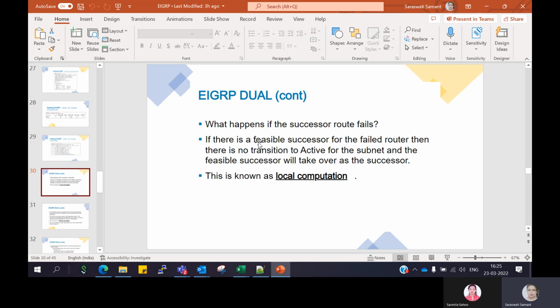What exactly is local computation? It is when the successor route fails, and if there is a feasible successor for the failed route, then there is no transition to active for the subnet, and the feasible successor will take over as the successor. The failed successor will be replaced by the feasible successor until it comes back up, until we solve the issue. That's called local computation.